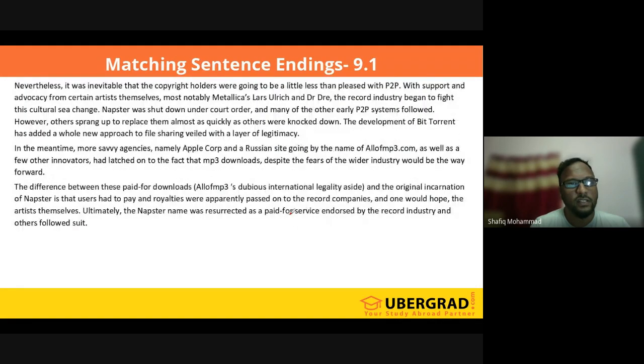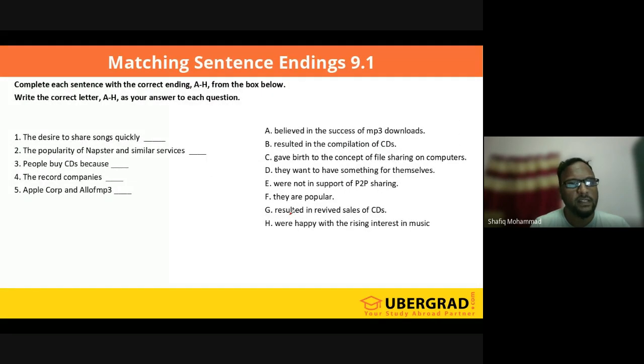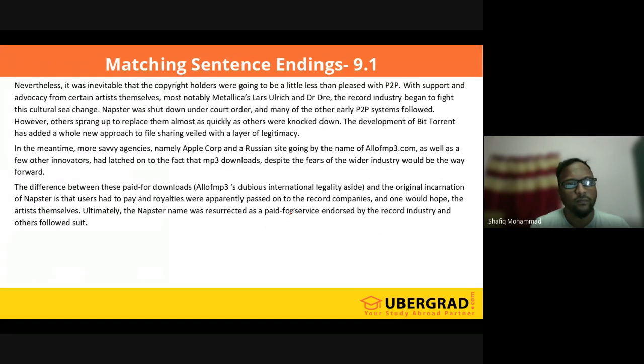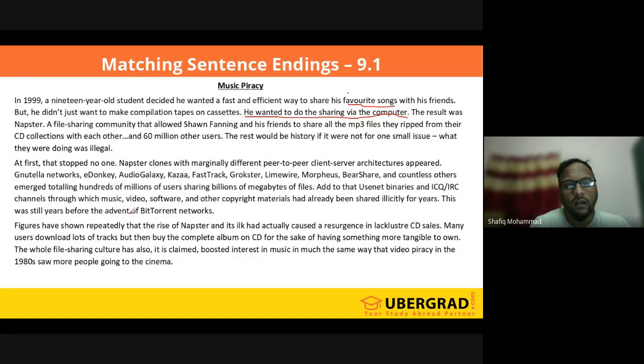And what is this third one? People buy CDs because. Okay. Okay, I'm sorry, guys. The answer for the second one, Napster, is also here in the second paragraph. So I was just checking over there, right? Yes, CD collections. We have Napster here, but what is he talking about?